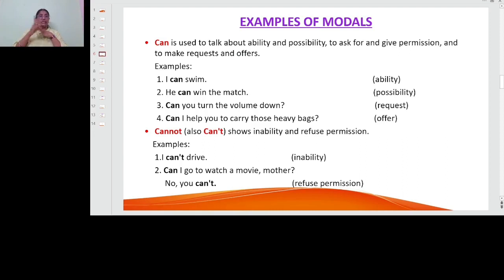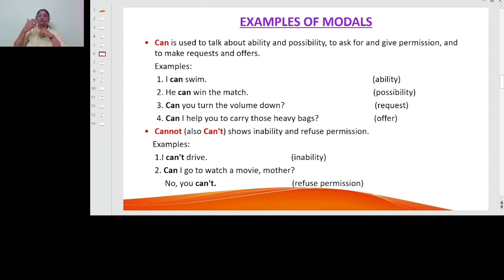Can you turn the volume down? This is a request. That means what? I'm studying now. You gave a big volume. You're playing the radio or the song. So the volume is disturbing me. So please reduce the volume so that I can prepare my lessons well. Right? Can you turn the volume down? So you're requesting.